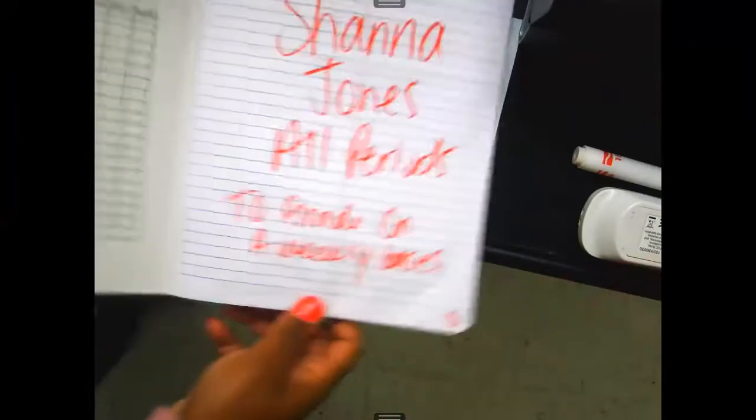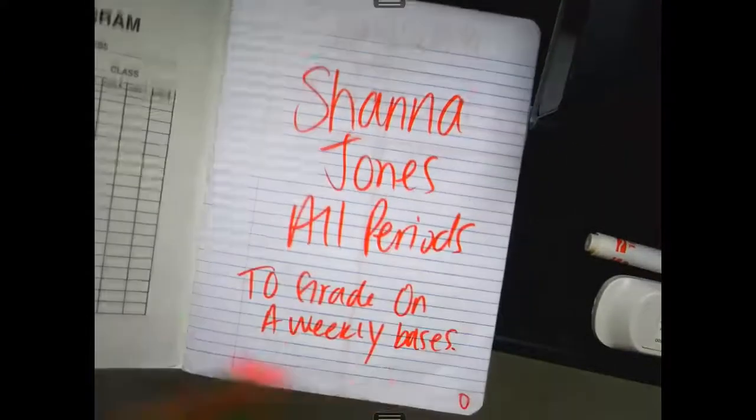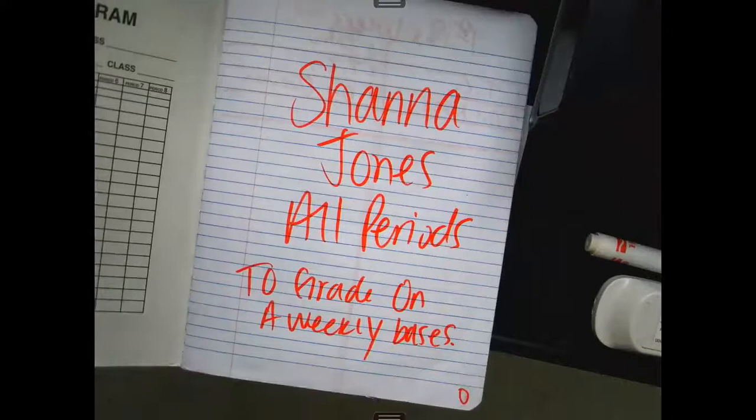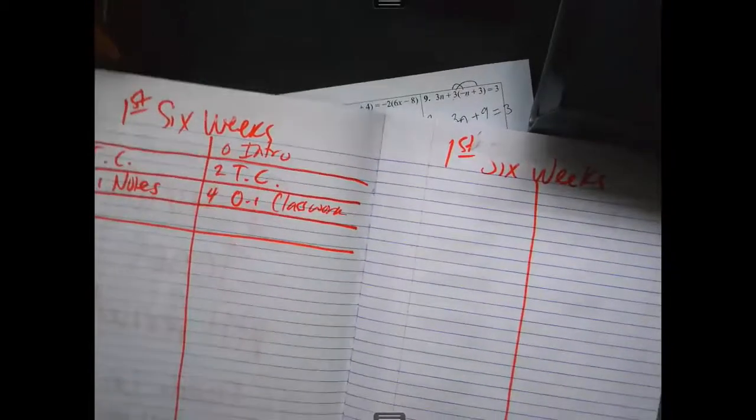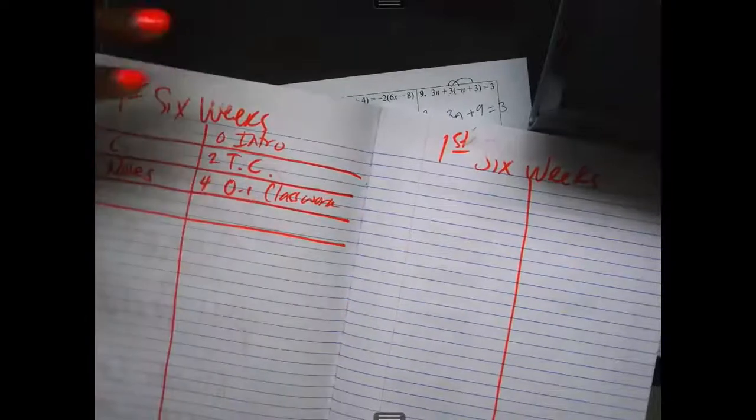All right, so see, I have my name, my period, all that jam. Okay, now this is page 0. Notice how I numbered it, page 0. And then I'm going to turn on page 1 and 2. It's my table of content for the first 6 weeks. So page 1 and 2 is my table of content for the first 6 weeks.